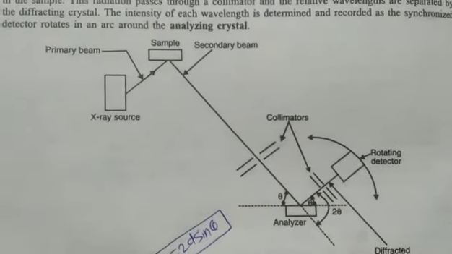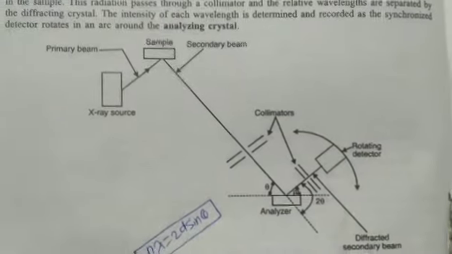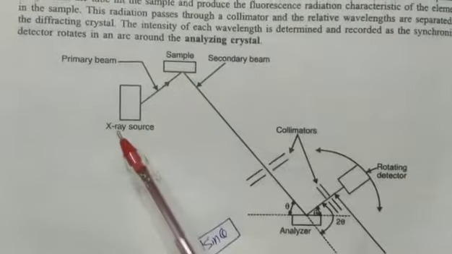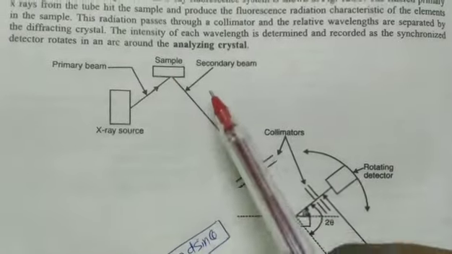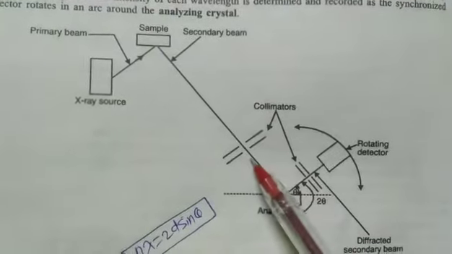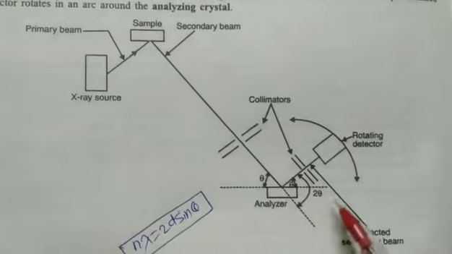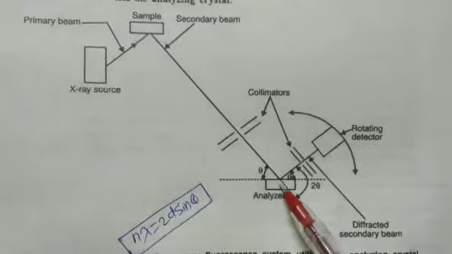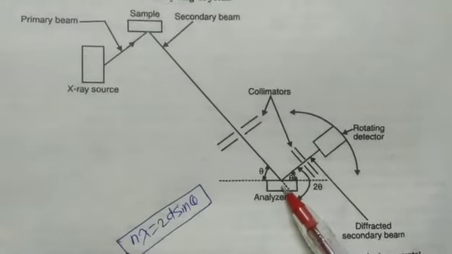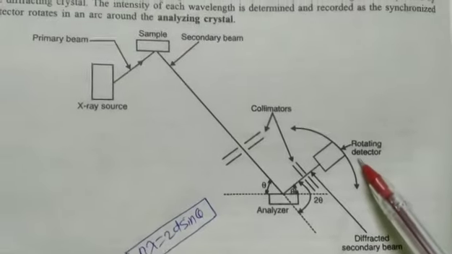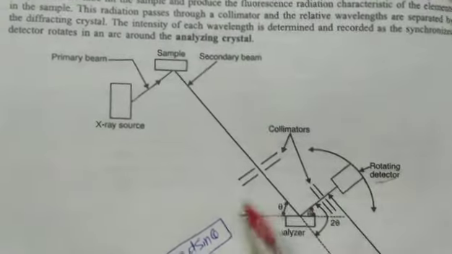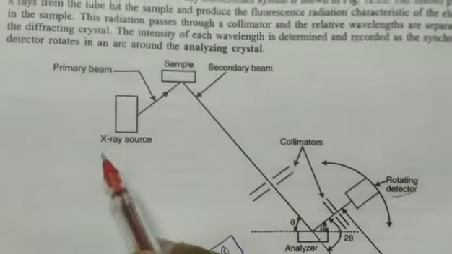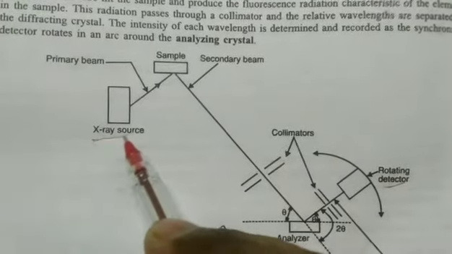In the next point we will see the instrumentation. Instrumentation consists of X-ray source, sample, collimators, analyzer where we keep the crystals, and a rotating detector. So the main parts are the main source of X-ray.